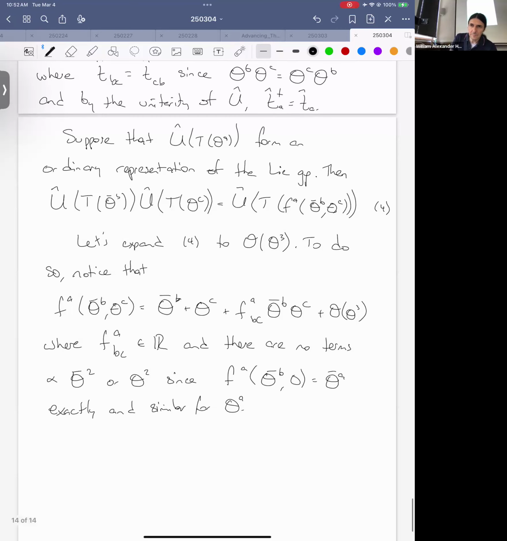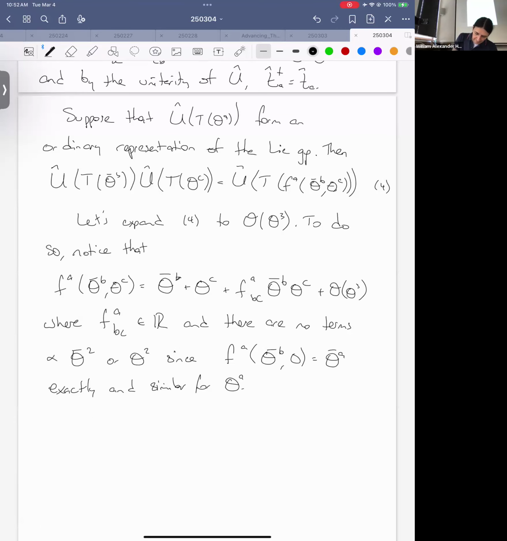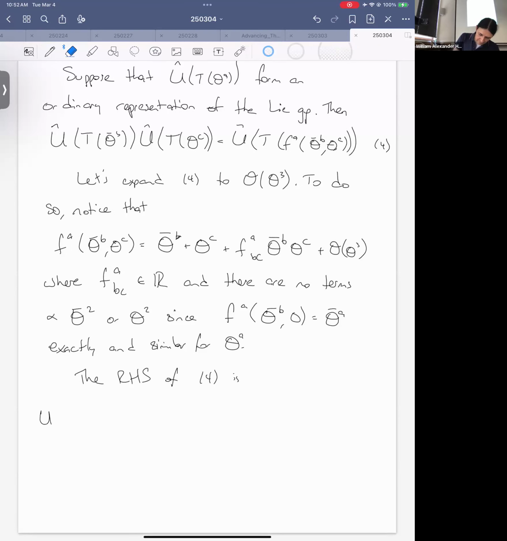Okay, good. So now the right-hand side of 4 is U hat of T of F A of theta bar B theta C. So there's going to be some hairy index bookkeeping that we just need to keep track of, but it's not that bad. So this is U hat of T of theta bar A plus theta A. My gosh, what am I doing? These have all got to be A's.